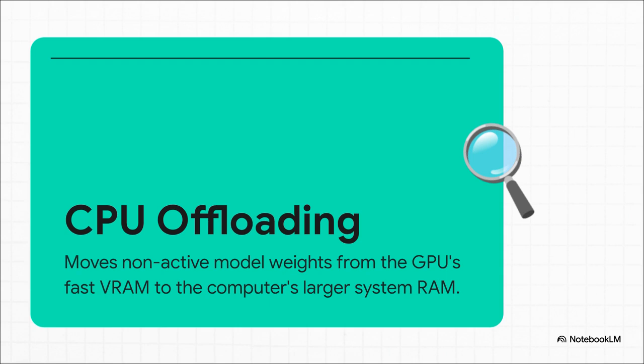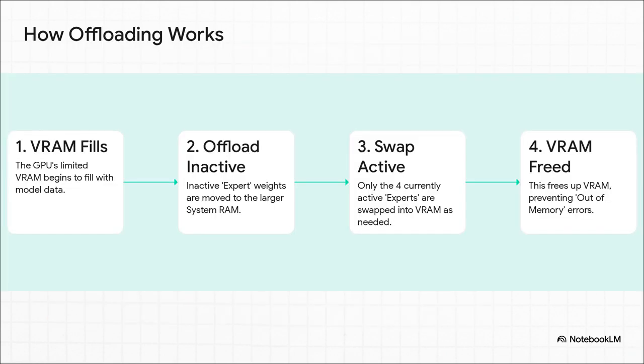CPU offloading is just the process of keeping only the books you're reading right now on your desk, and putting everything else back on the big shelf until you need it. So let me walk you through how this whole bookshelf thing works in the real world.